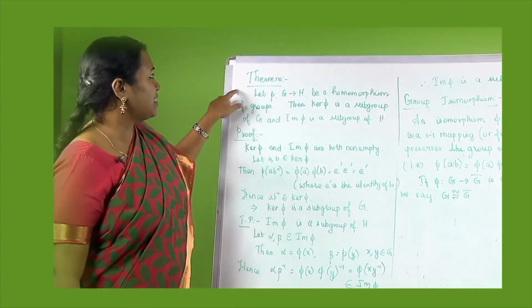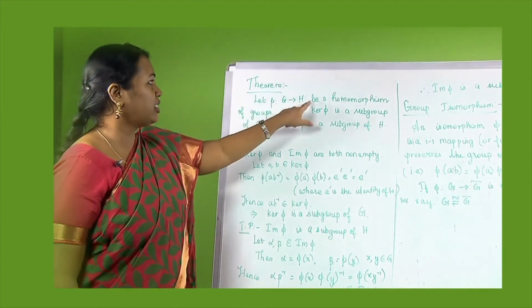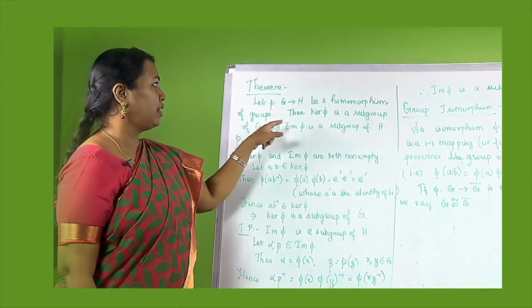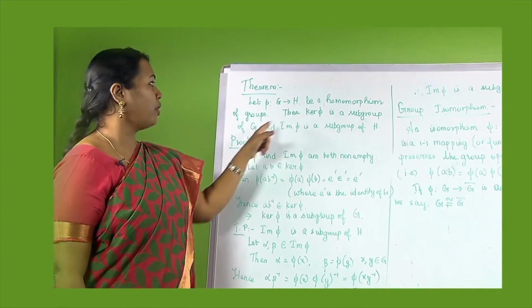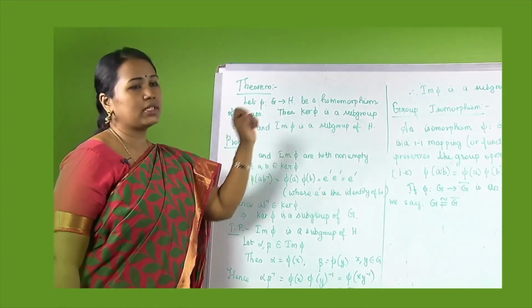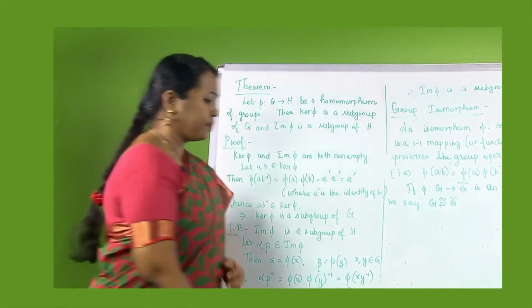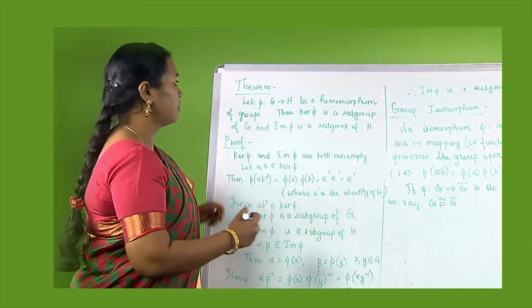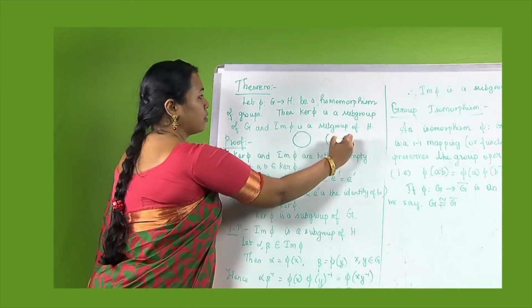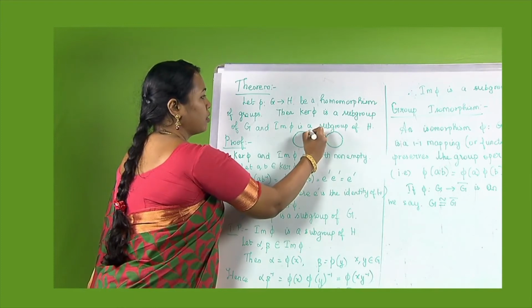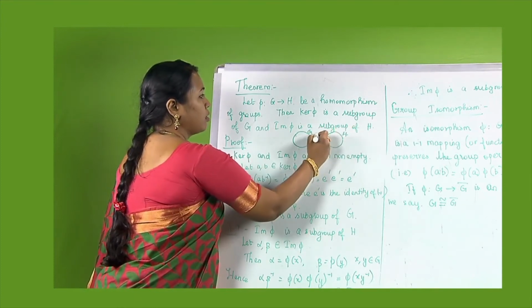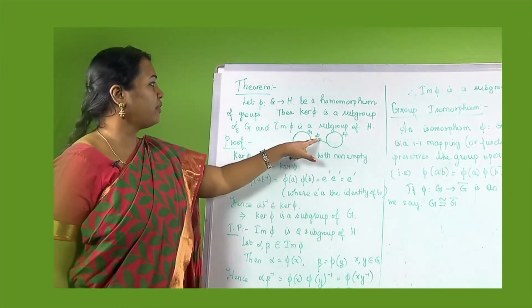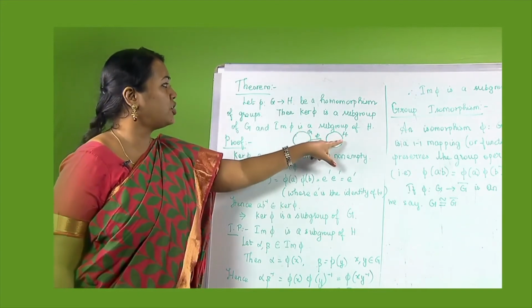Now, we will see the next theorem. Let phi from G to H be a homomorphism of groups. Then kernel phi is a subgroup of G, and image phi is also a subgroup of H. So, this is the function phi mapping the group G onto H.